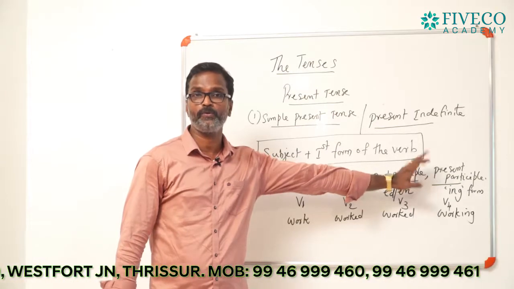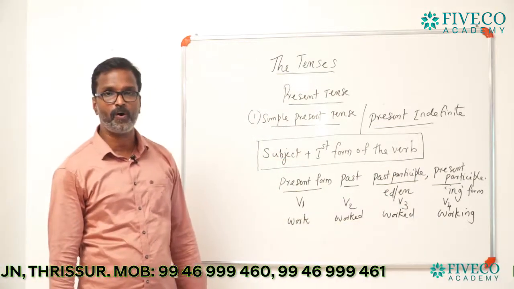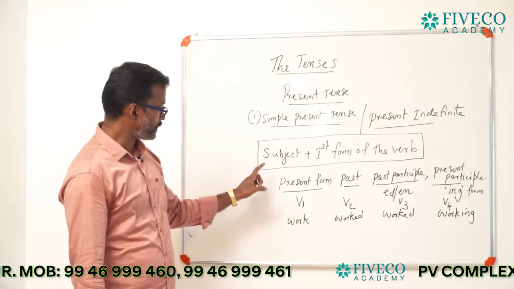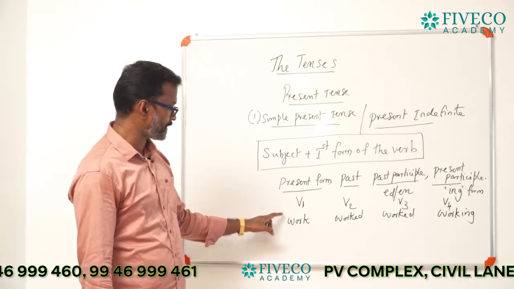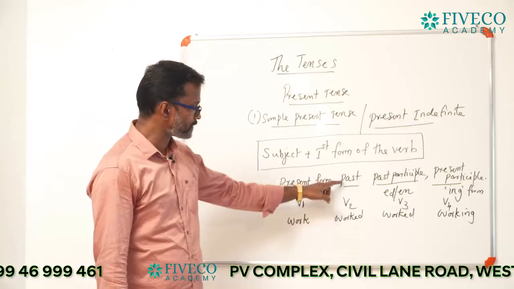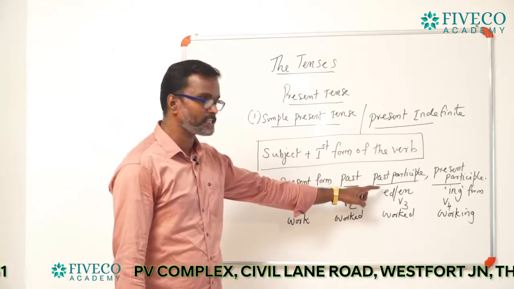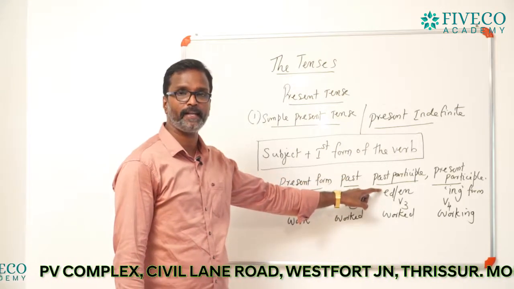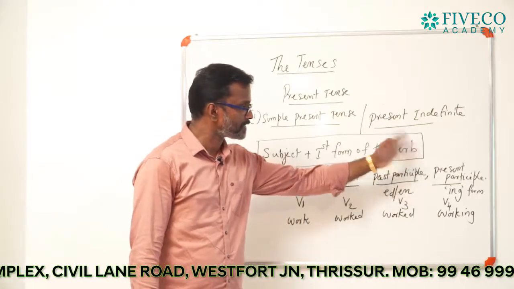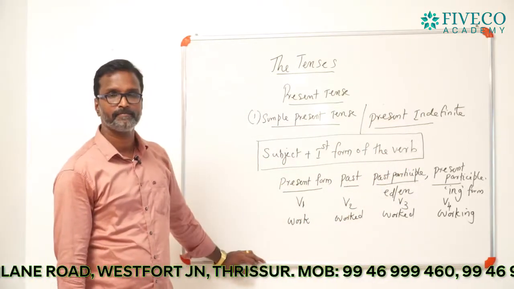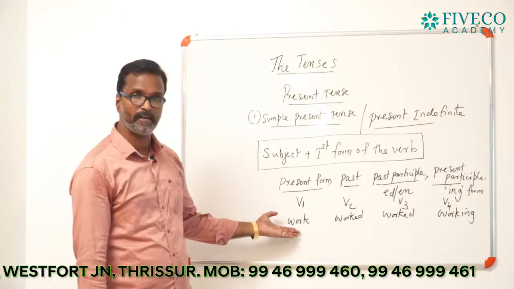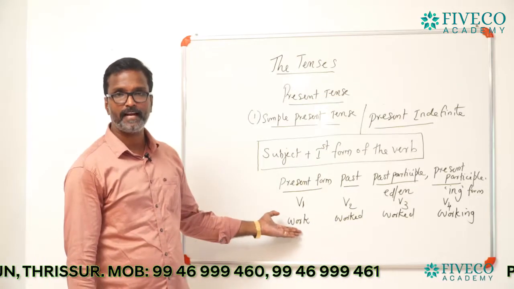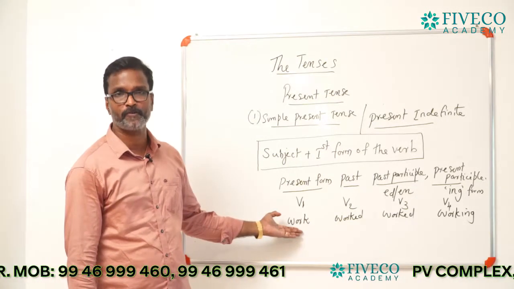So now I have told you the four divisions of the verb. The first form is called present, then the second form, past, the past participle, that is the ed or en form of the verb, and the present participle, that is the ing form. This example is very simple. Anybody can write it.